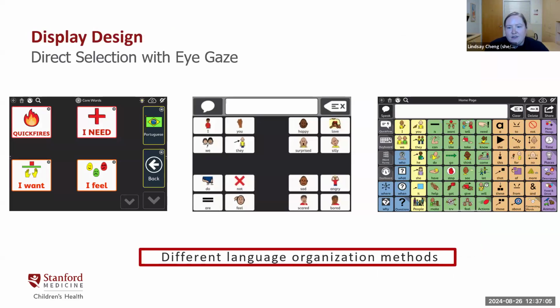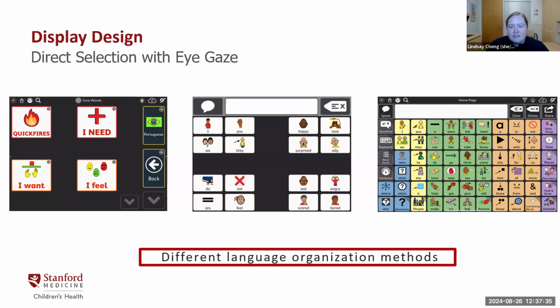When discussing the cognitive and linguistic considerations with eye gaze, we touched on communication rate enhancement strategies, which might look like pre-programmed phrases or different language organization methods. In this example, we have the same language application in all three pictures. The picture on the far right is the language application with no modifications, which may work very well for many individuals. The two pictures to the left are the same language application with alternative display designs, with the demands associated with eye gaze access considered.